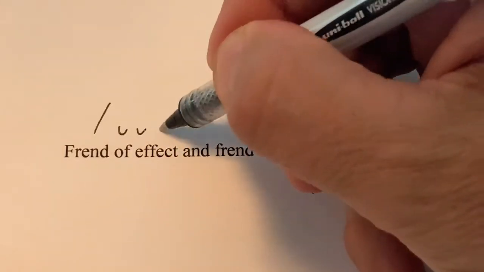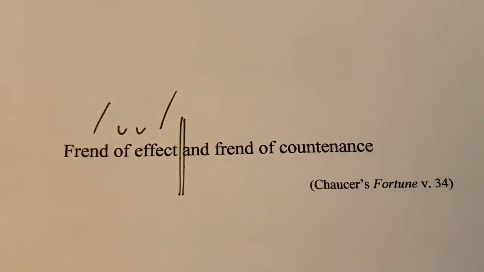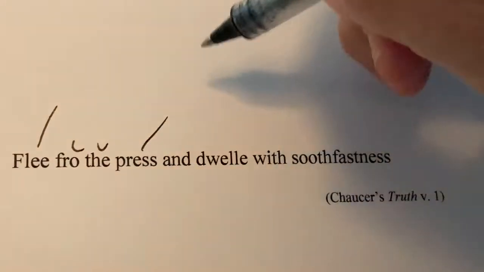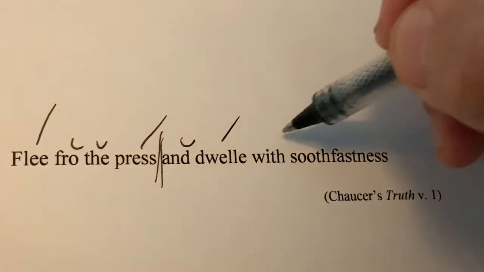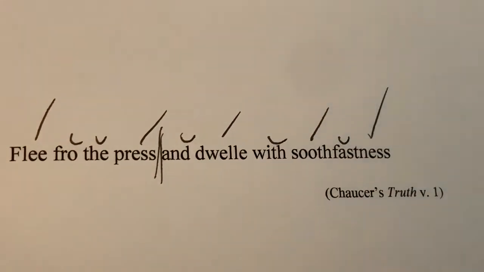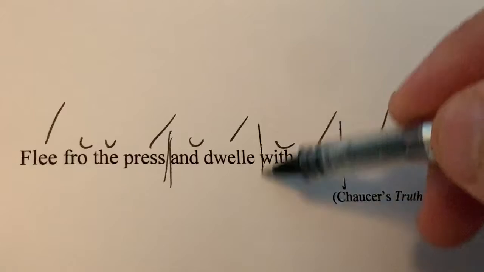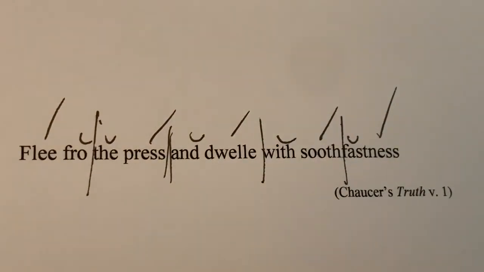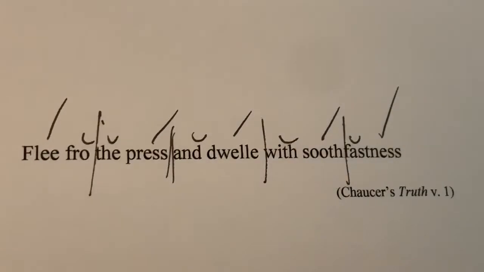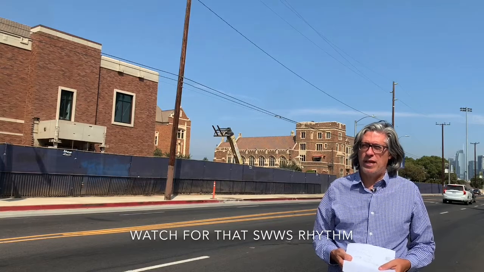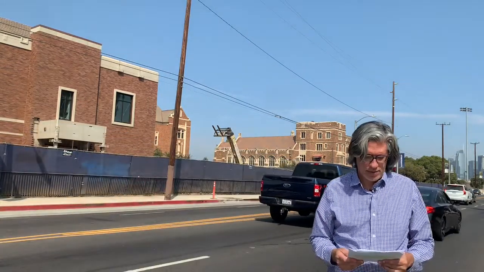Friend of effect, that's of course where the caesura is, and friend of contenance. You can hear the sound effect, right? Strong, weak, weak, strong. Flee from the press, caesura, and dwell with soothfastness. And of course, sooth and fast are both strong words, but they're in different feet, right? And the right side, this side, needs to take a strong to hold the rhyme. Shakespeare is filled with opening lines that have trochaic inversions, as does Chaucer.